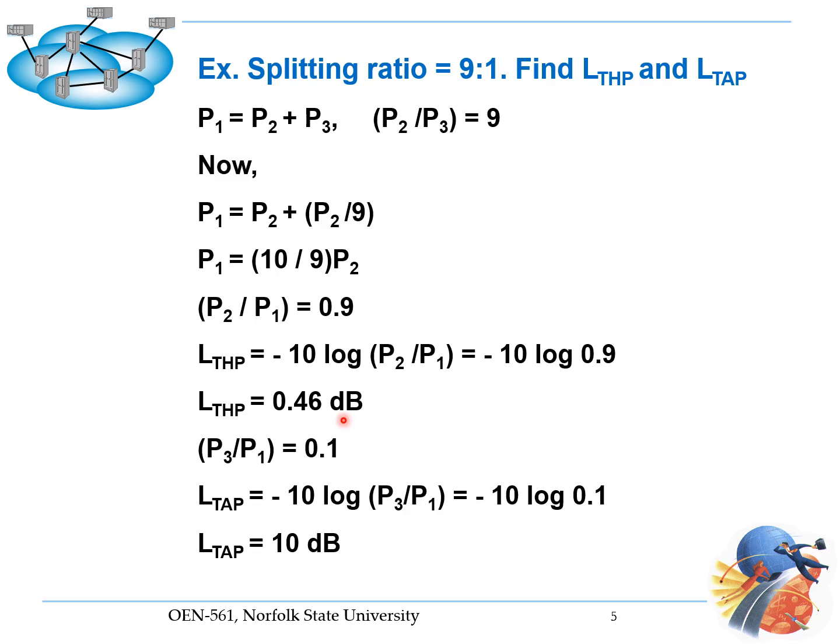Now, as for tap port, P3 over P1 will be 0.1, right? Because together P2 and P3 add up to P1. Therefore, if P2 is 90%, P3 is 10%, and the ratio P3 to P1 is 0.1. By definition, the tap loss in dB is minus 10 log of 0.1, and it is 10 dB.